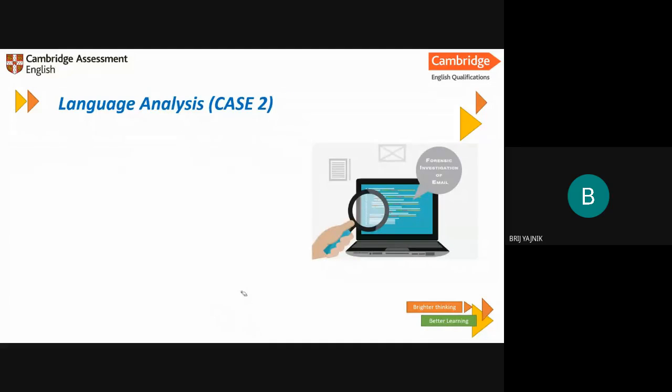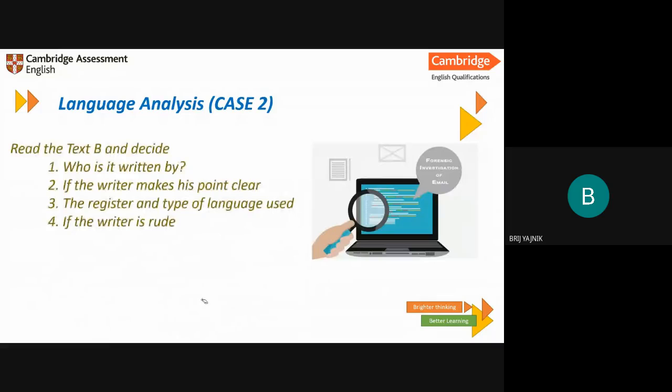Now, the task. First of all, note down the task. Task 1, 2, 3, 4. Wow, we have many tasks. Task number 1. Who is it written by? Task number 2. If the writer makes his point clear. Okay, we need to understand that. Task number 3. The register and the type of the language used. And task number 4. The writer is rude. Are you sure that the writer is rude? You need to make that point here. Task number 3, you can avoid looking at. But yes, 1, 2, and 4, very important.